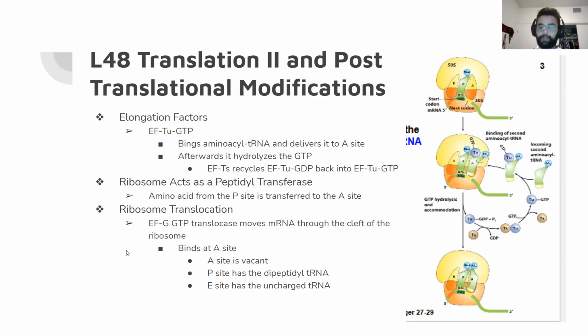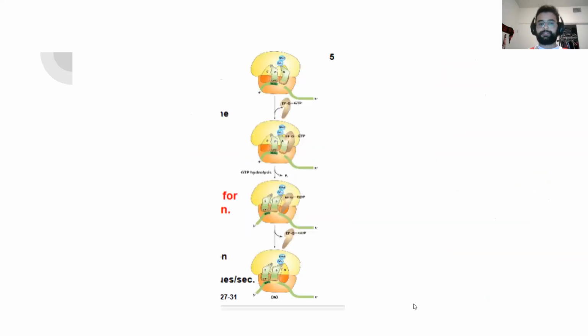Then we're going to have a ribosome translocation, so we need to clear up some of these sites. Using another elongation factor, we're just going to move the whole ribosome to the left. So now the tRNA that was in the A site is going to go to the P site. The tRNA that was in the P site is going to go to the E site. And then our A site is going to become vacant, allowing for another tRNA to come in there and bring in a new amino acid. So this is just an image of the translocation. Sorry, it's a little bit blurry. I don't know why it's that.